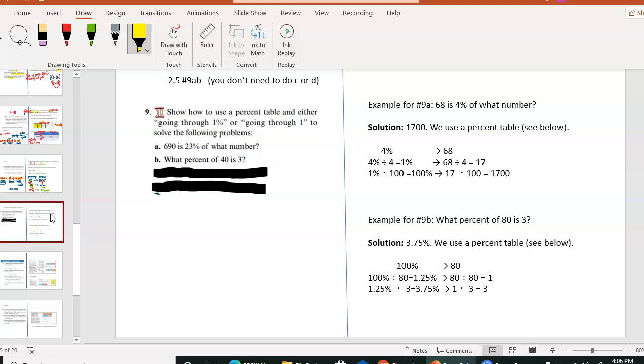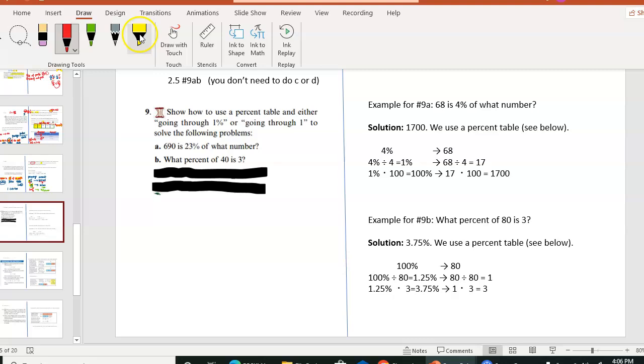So 68, again, I changed the 690 to 68 and changed 23% to 4%. So it's very similar. 68 is 4% of what number? So from now on, most of the questions I'm going to do is using percent table because I think it's easier. So let's analyze the sentence.